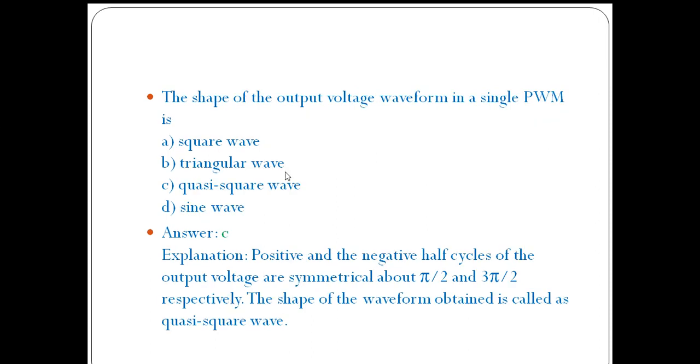The shape of the output voltage waveform in single pulse width modulation is: square wave, triangular wave, quasi square wave, or sine wave? The output waveform is a quasi square wave. So the option is C. Positive and negative half cycles of the output voltage are symmetrical about pi by 2 and 3 pi by 2 respectively, and the shape of the waveform obtained is a quasi square wave. So option C.